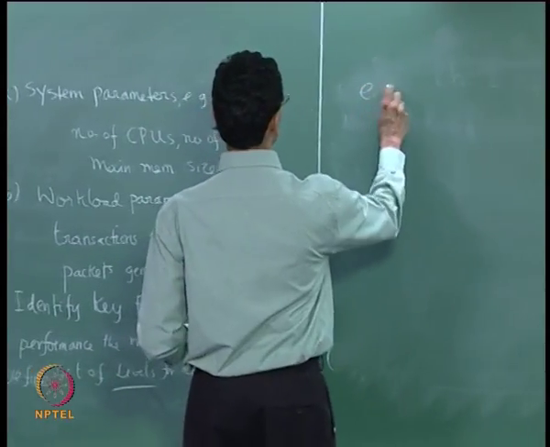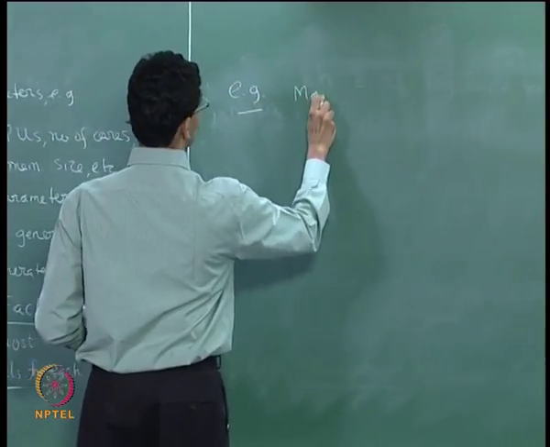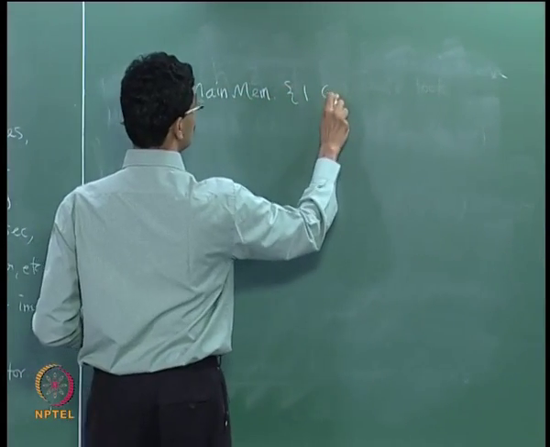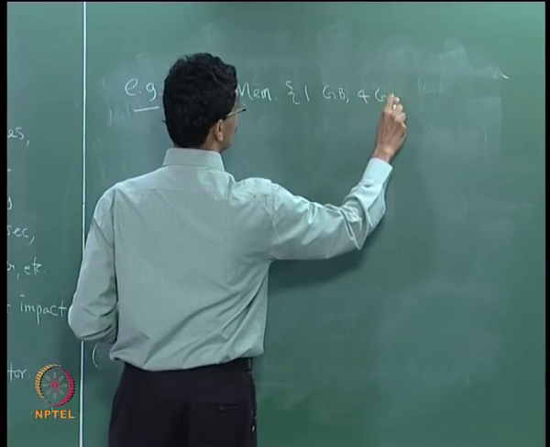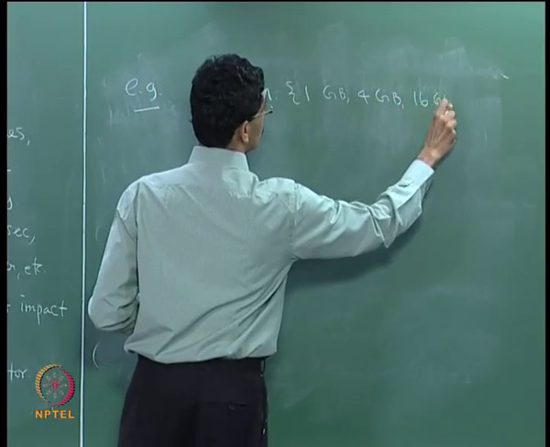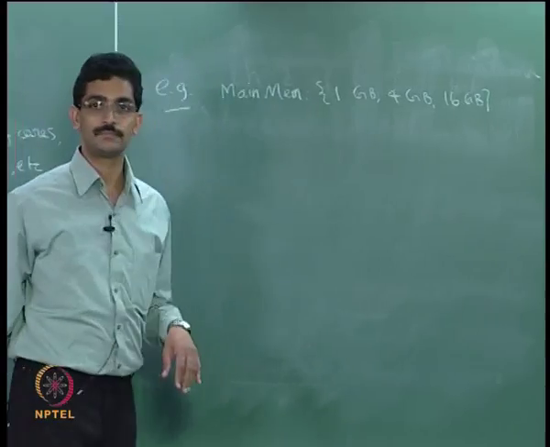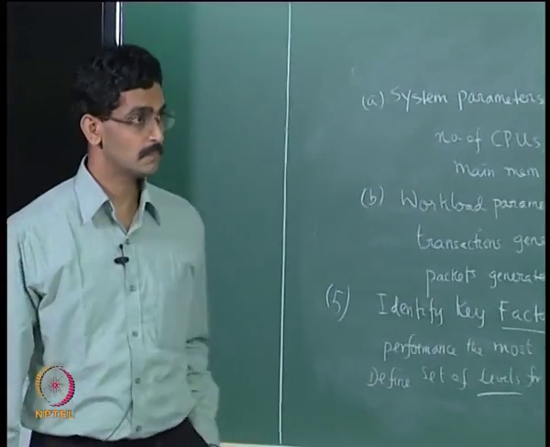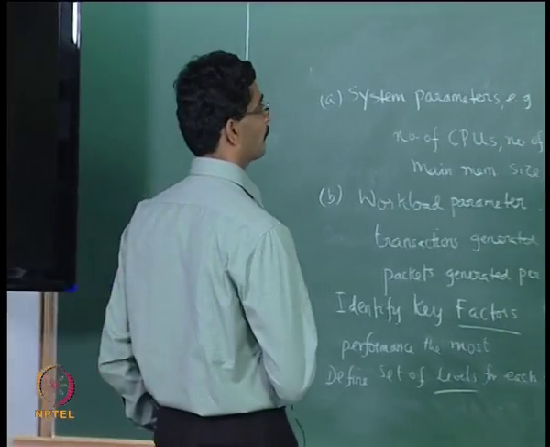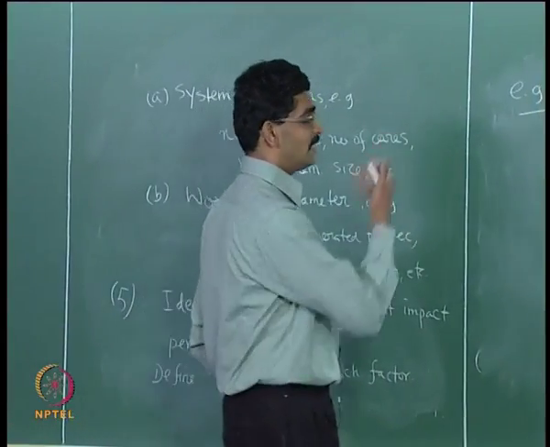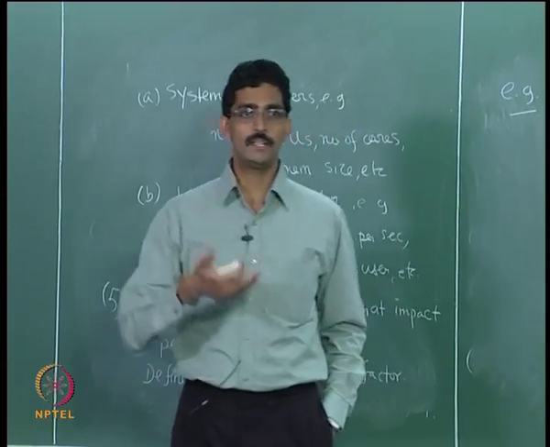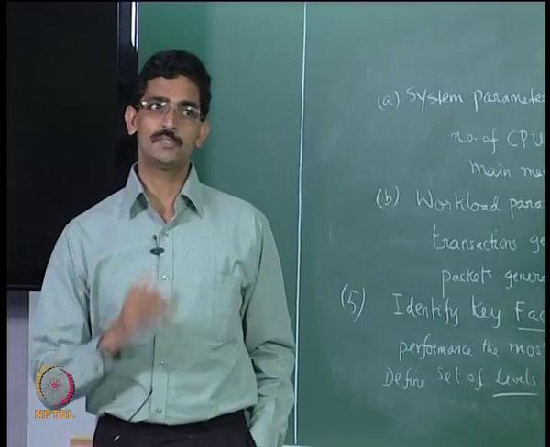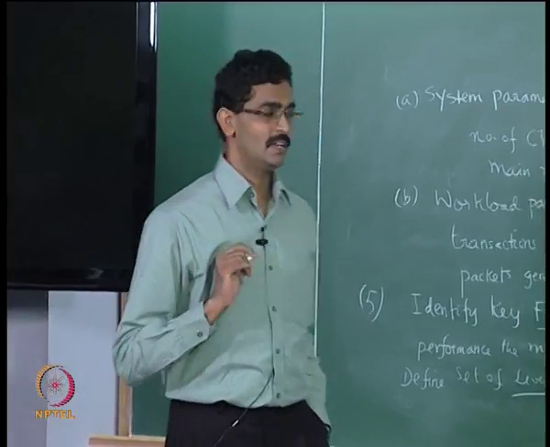So for example, for main memory, I will have 3 combinations: 1 GB, 4 GB, 16 GB. And this is initially a guess. Why not 8 GB, why not 12 GB? You could have done that, but you want to keep your search space small initially, so you say I am going to do 1, 4 and 16.